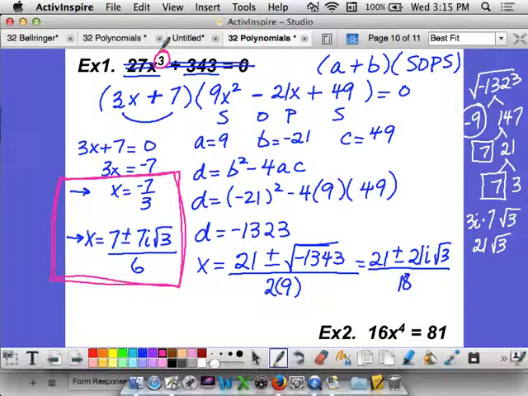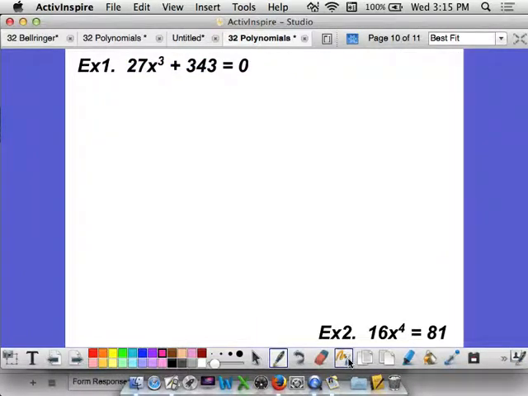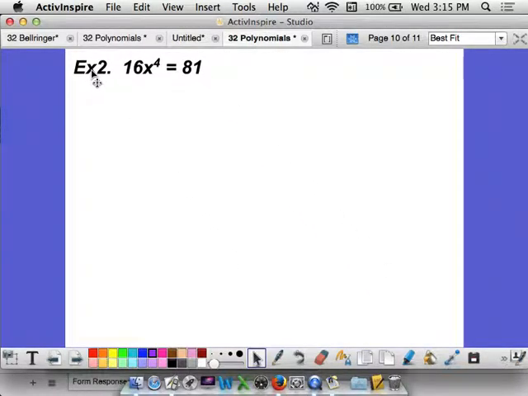This next one, I'm going to pull up. On this next one, example 2, again, I'm going to look at a binomial. So here I have 16x to the 4th minus 81. I want to set that equal to 0. So I have 16x to the 4th minus 81 equals 0. Positive on the right means negative on the left.